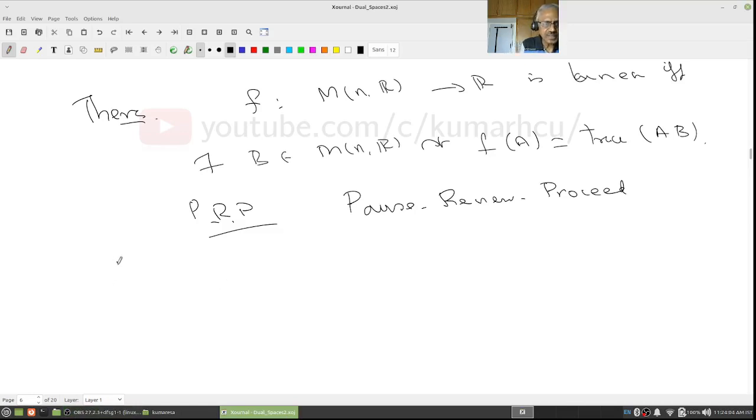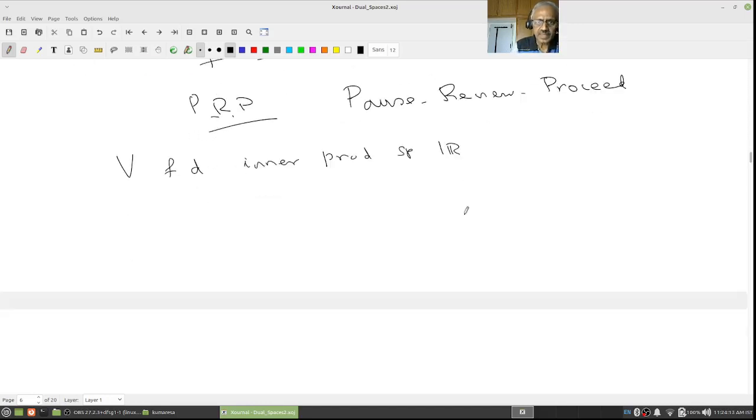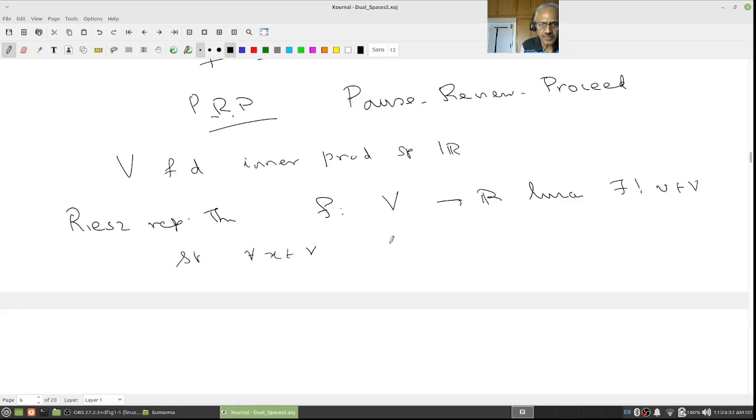So let us look at V, a finite dimensional inner product space over R. Then we have what is called the Riesz representation theorem. What is that? If f from V to R is a linear functional, then there is a unique v in V such that for all x in V, f of x is the inner product of x and v.